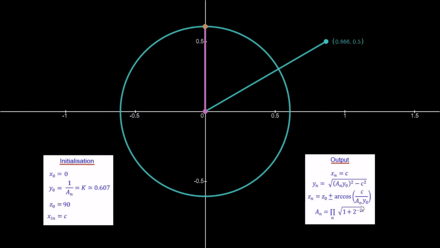Now in this example we have the plus and minus here again, and we determine the plus and or minus depending on the sign of the x value. So for instance, in this example the x value is positive 0.866, therefore we're going to take 90 and we're going to be subtracting off that value.